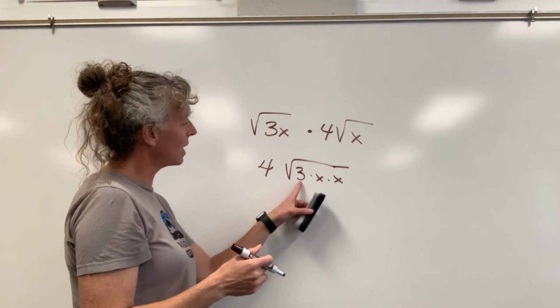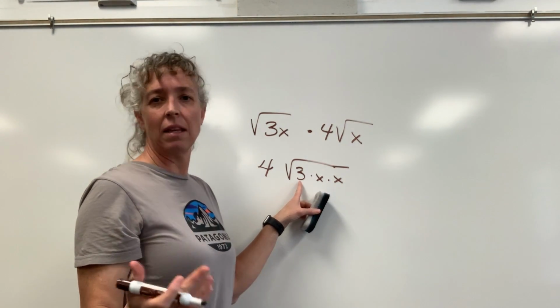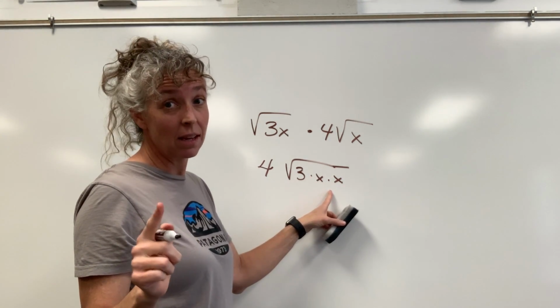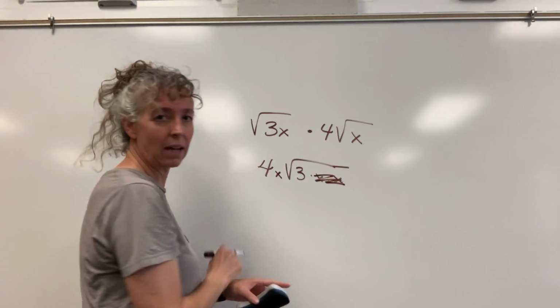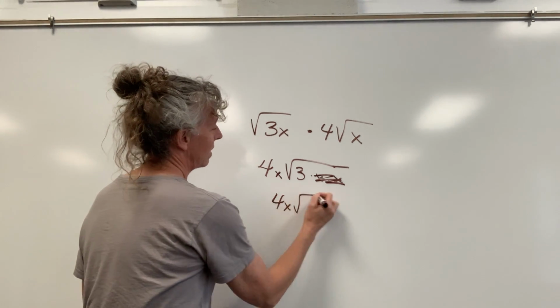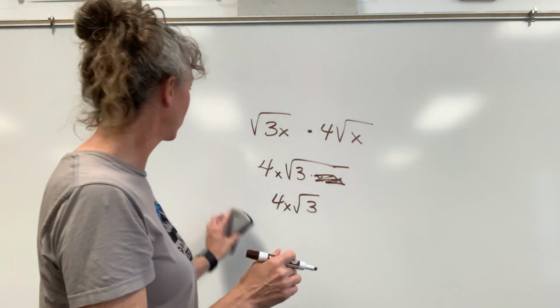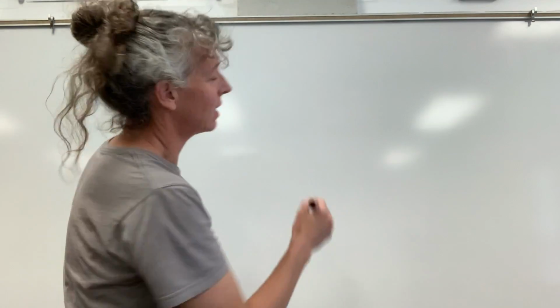Okay, so can I simplify a 3? I can't divide it by anything but 3 and 1, so it has to stay. But I have 2 x's, and what's the rule? If I have 2 of something, I can cross them out and bring it outside. Now, all I have left inside is my 3, and I can't do anything with that, so that's simplified. We're done.